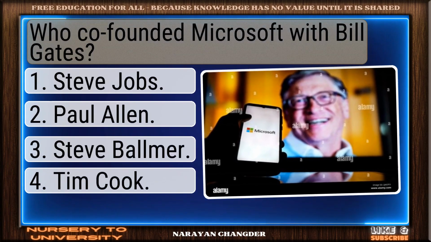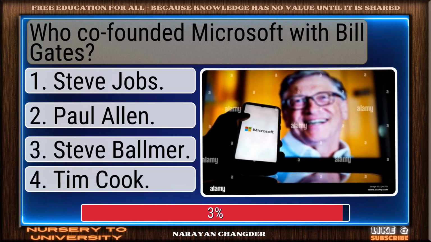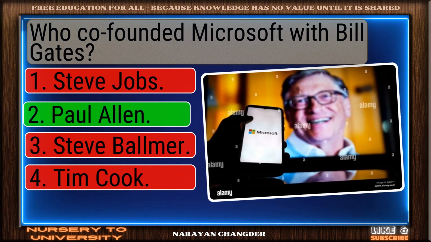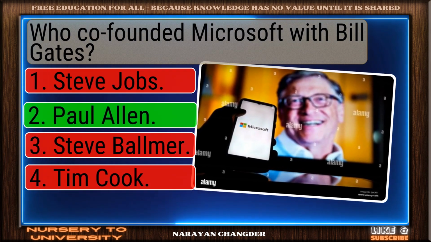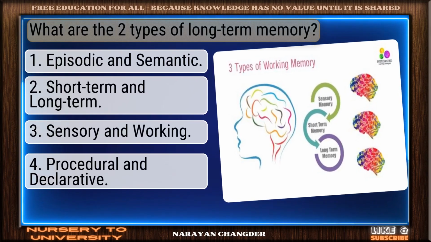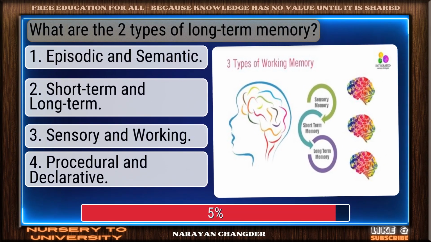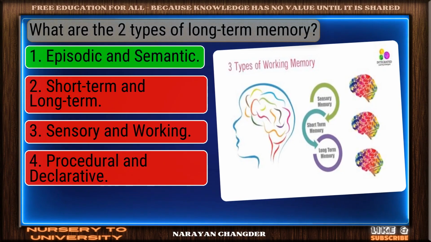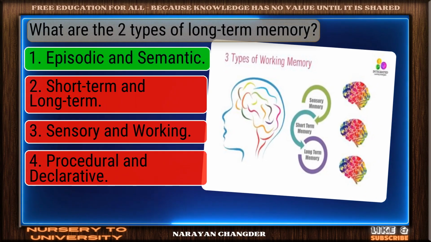Who co-founded Microsoft with Bill Gates? Great job! Paul Allen is the accurate answer. What are the two types of long-term memory? Strong choice. Episodic and semantic is the right answer.